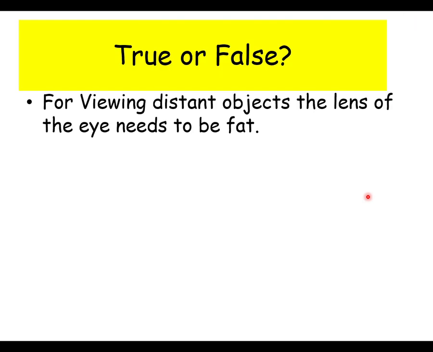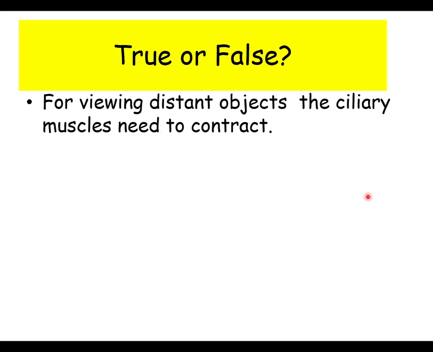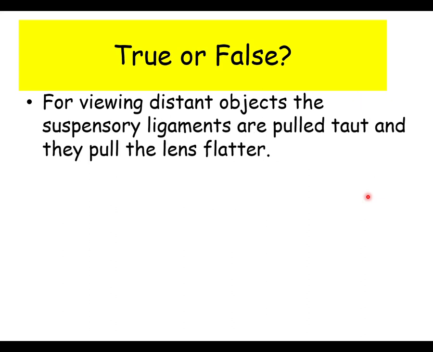True or false, for viewing distant objects, the lens of the eye needs to be fat. That is false. Thin lens, far away. Viewing distant objects, the ciliary muscles need to contract. That is also false, because you get tired eyes when looking at things closely because it is contracted. Viewing distant objects, the suspensory ligaments are pulled taut and they pull the lens flatter. That is true.